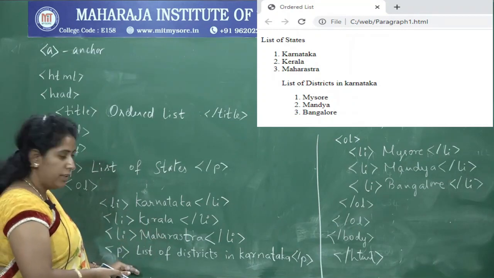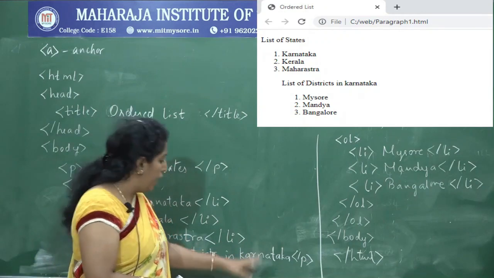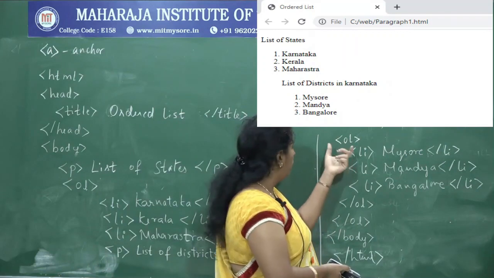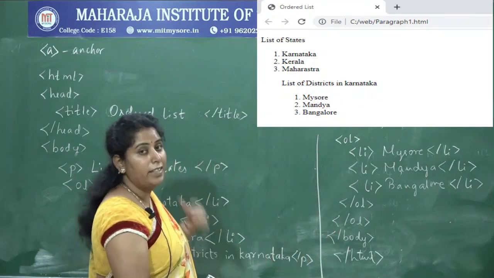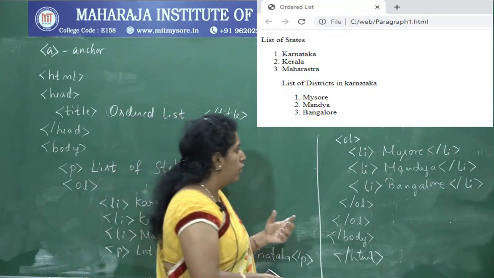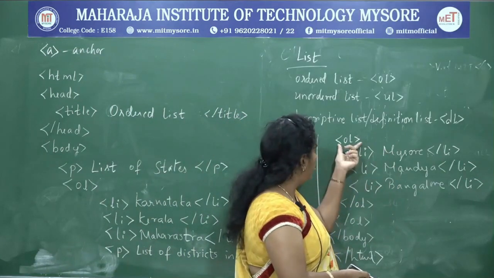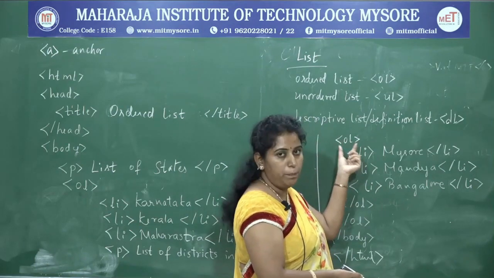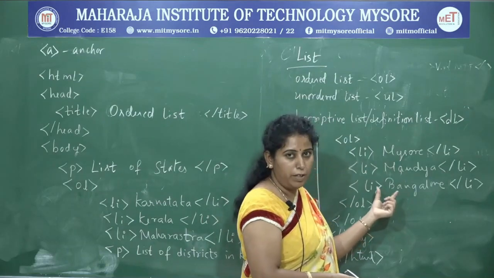After that, I am printing a message called list of districts in Karnataka. Again under that, I have used ordered list. So I have used a list inside the list. This is called nesting of list elements. There I am listing the elements. So here this is an ordered list, right? What happens here? Again the list of items will be numbered.